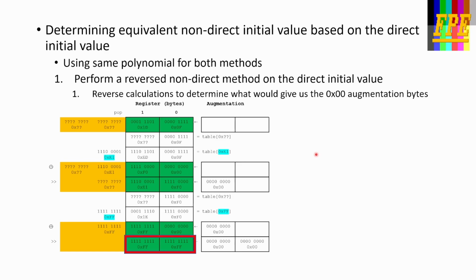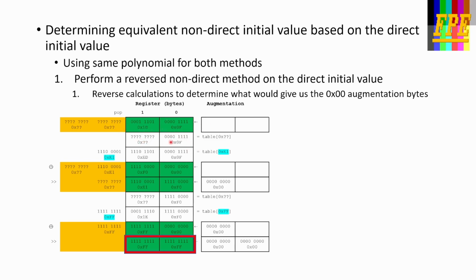Doing the reverse, determining the equivalent non-direct initial value based on the direct initial value, this is a little more confusing. You're using the same polynomial for both methods. The short of it is you're going to perform a reversed non-direct method on the direct initial value. So in this case, the direct initial value is the 0x1D, 0x0F. So effectively, in order to get here, we had to pop out 2 bytes. We don't know what they were, and in this case, we're going to be shifting everything to the right and doing everything in reverse.